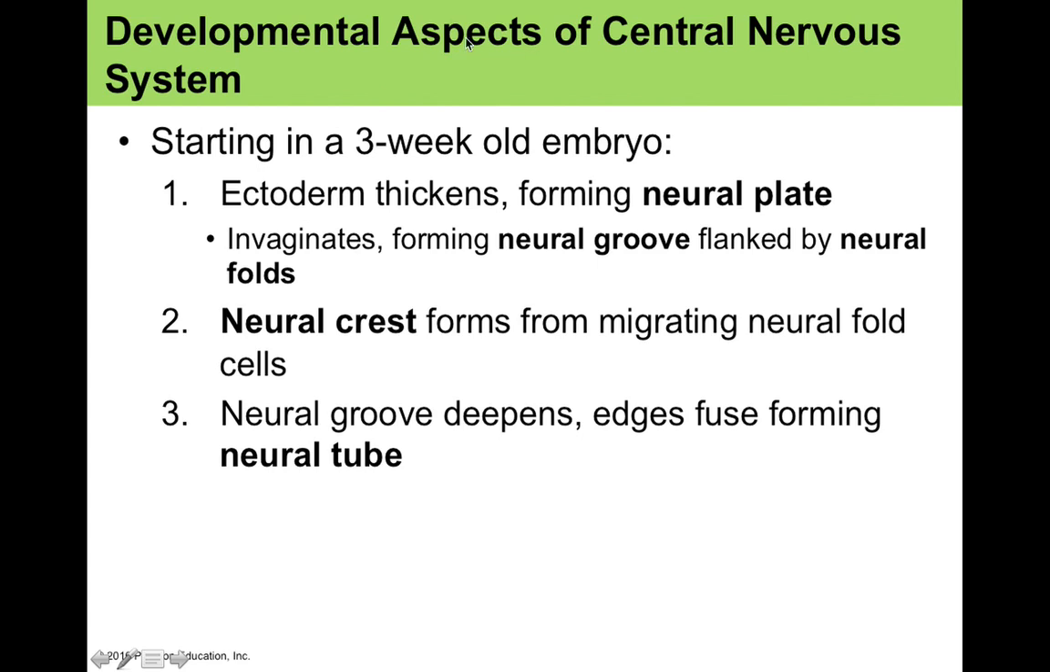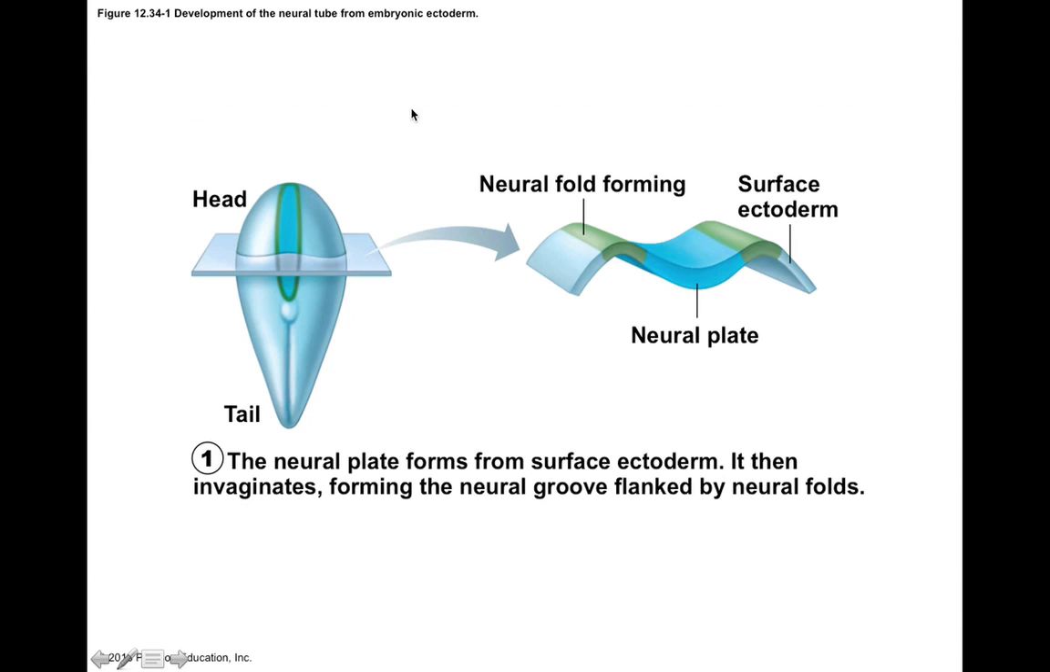Now, in terms of developmental aspects of your central nervous system, what's interesting is that your nervous system begins to develop by 3 weeks of an embryo. So the ectoderm thickens, we get the neural plate that forms, and then this invaginates or infolds to form this neural groove, and then we get flanking of the neural folds. Now, ultimately, this crest forms, and then you get migrating neural fold cells that then connect and form what we call the neural tube. That's what we see here.